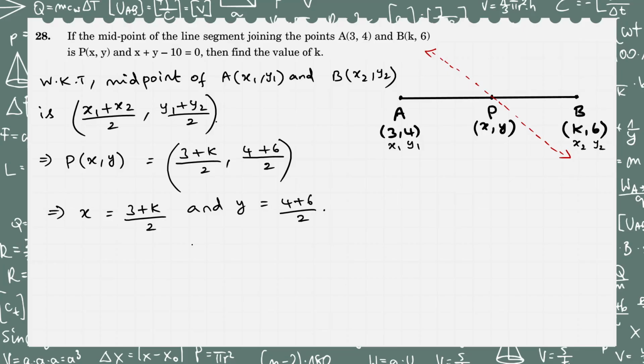Since there is no variable in the value of y, we can easily find the value of y. So this is equal to 10 by 2, which is 5. So y's value we already got to know. Therefore, point P is 3 plus k by 2, 5. So x's value is 3 plus k by 2, y's value is 5. Since P is lying on the line, P has to satisfy the line's equation. That we are going to do now.